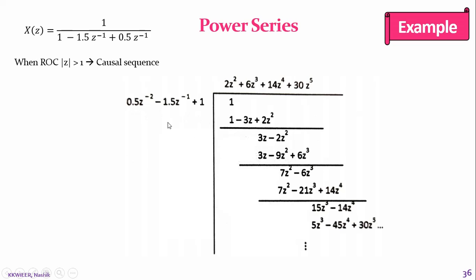Again, how will you get 3z from 0.5 z raised to minus 2? Multiply 0.5 z raised to minus 2 by 6 z raised to 3. You will get 3z. So what you have to do, like the normal division method, just keep on eliminating the first term by multiplying it with the first term of your denominator. So in this way, if you go on doing this, you will get some expression. Do it till 3-4 steps. So this will be your final answer.